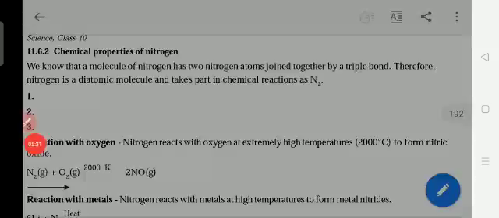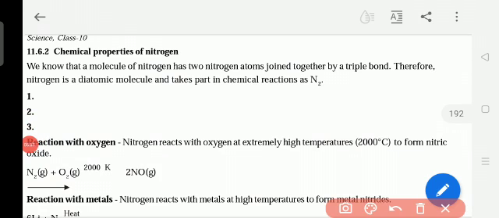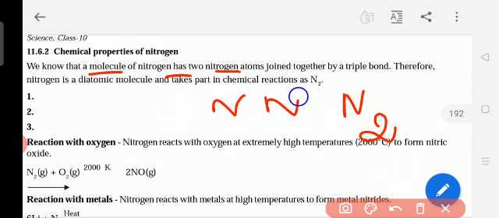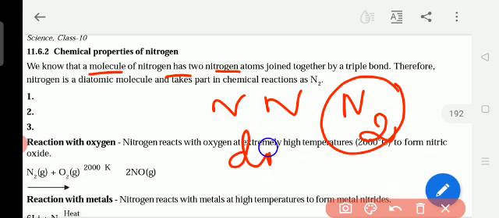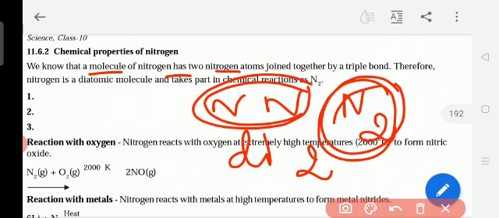Now we see the chemical properties of nitrogen. We know that a molecule of nitrogen has 2 nitrogen atoms. So nitrogen is always N2, that means 2 nitrogens are there. It is a diatomic molecule. Di means 2, atomic means atoms, so 2 atoms are there. When the 2 atoms gather together, it is the molecule now. So N2 is the molecule.